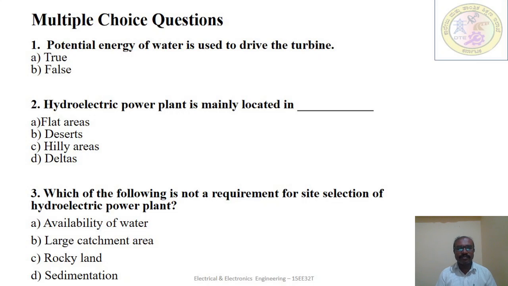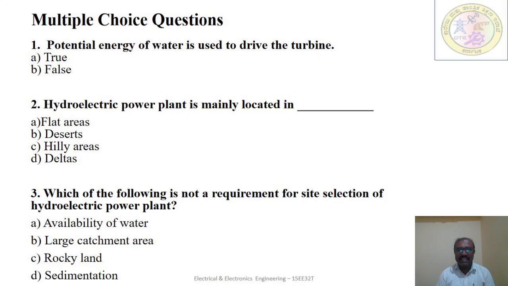Next question. Which of the following is not a requirement for the site selection of a hydro plant? First option, availability of water. Second option, large catchment area. Third one, rocky land. Fourth one, sedimentation. You have to look at the question carefully, which is not a requirement of site selection. Answer is sedimentation.